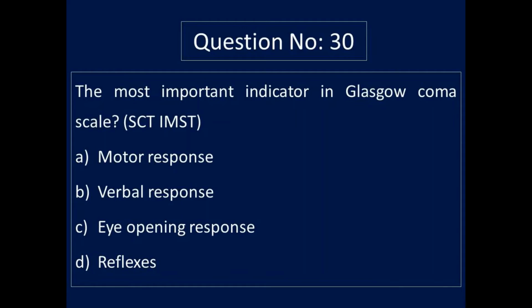Question number 30. The most important indicator in Glasgow Coma Scale is: option A, motor response; option B, verbal response; option C, eye opening response; and option D, reflexes. Correct answer is option C, eye opening response.